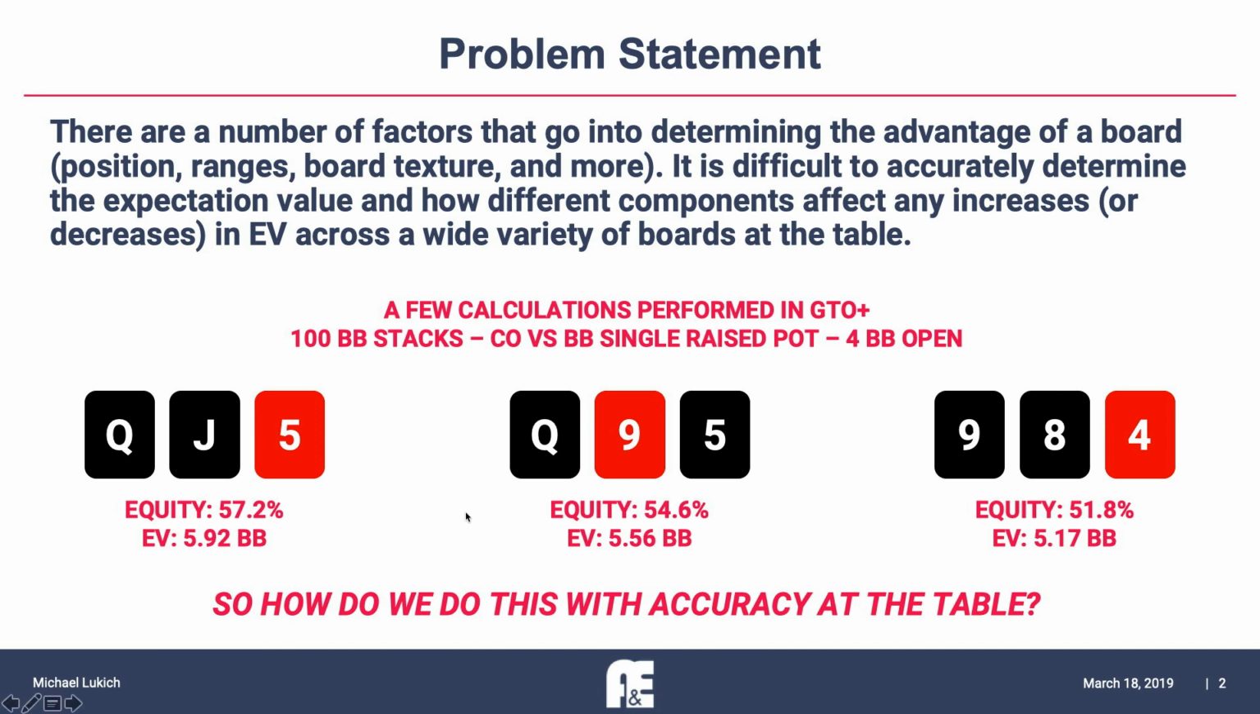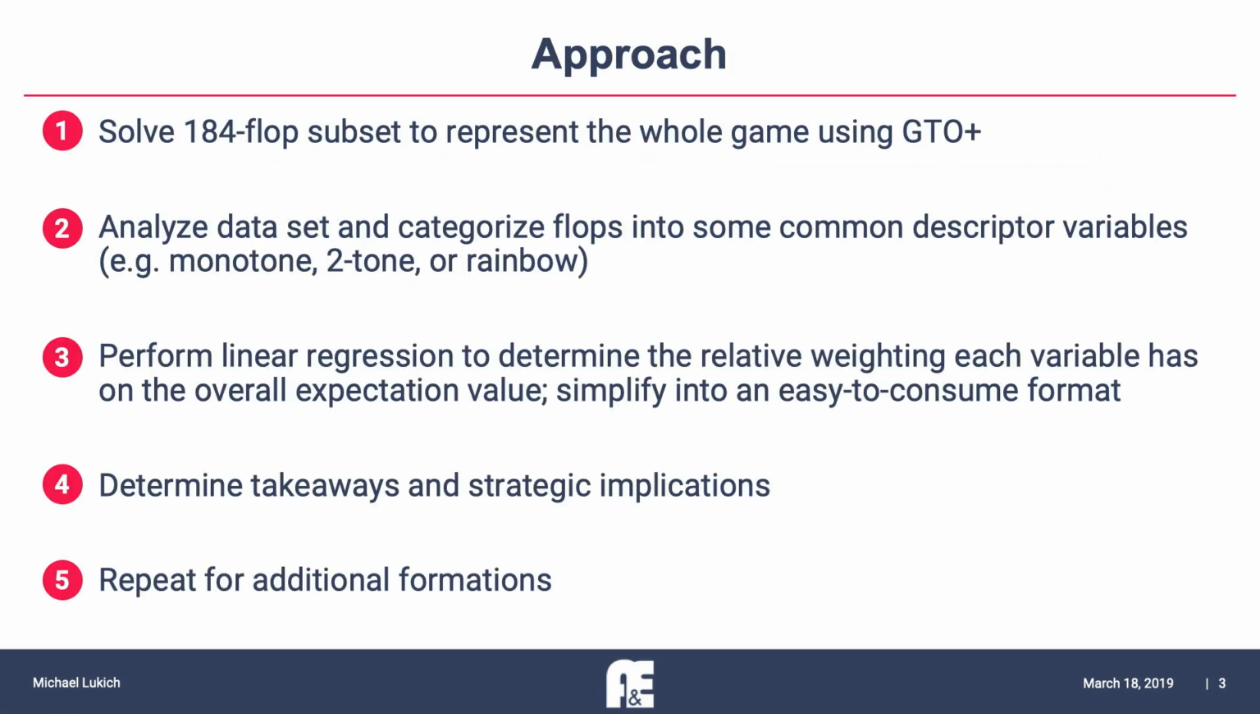And that's what I was trying to understand with this analysis. So how I'm actually going about doing this is I had a few different steps in this approach. First, I took the 184 flop subset that was floating around on the PIO website, and I used that subset to represent the entire game, and I solved that whole subset according to this formation using GeoPlus. I analyzed that data set and categorized flops into some common descriptor variables, which we'll go through in a few minutes.